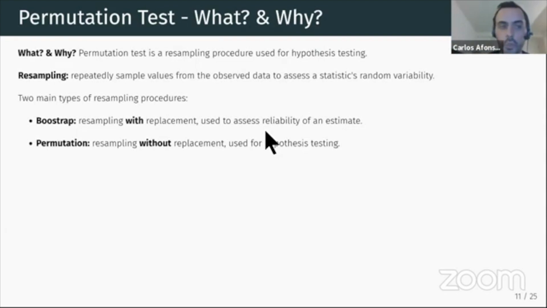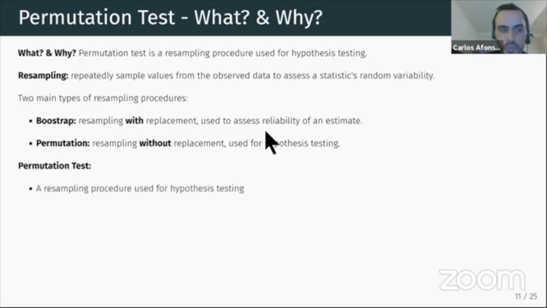Here we're going to focus on permutation because that's the one that is used for hypothesis testing, and it's resampling without replacement. So if you have your bag with all your data, you take the data, you look at it, and you don't put it back. You just keep taking all the data and looking at it until you are without data.